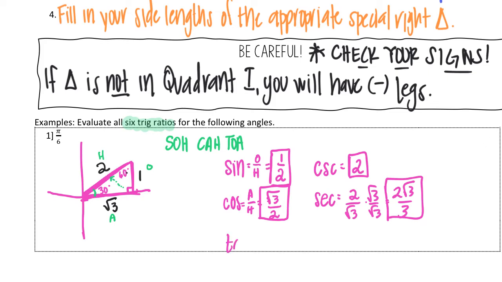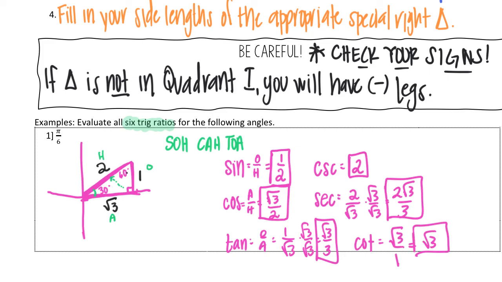Last, tangent is the opposite over the adjacent. So we have 1 over square root of 3. Don't leave it like that. Rationalize it out to get square root of 3 over 3. Cotangent is the adjacent over the opposite, so it's just square root of 3 over 1. Anything over 1 is just a whole number, so you don't have to write it. You can just write it as the square root of 3.